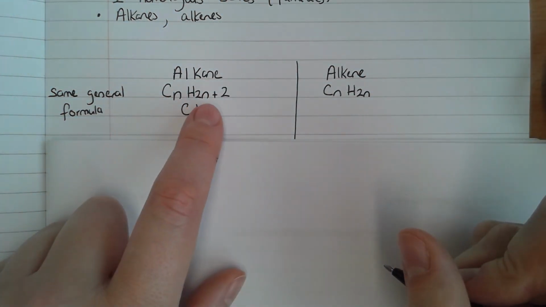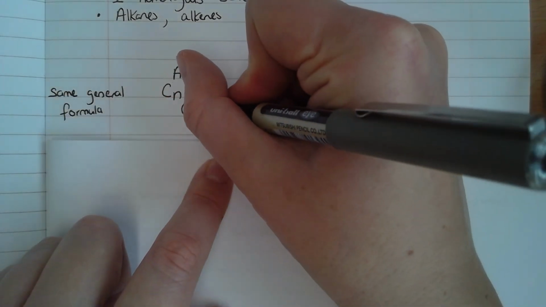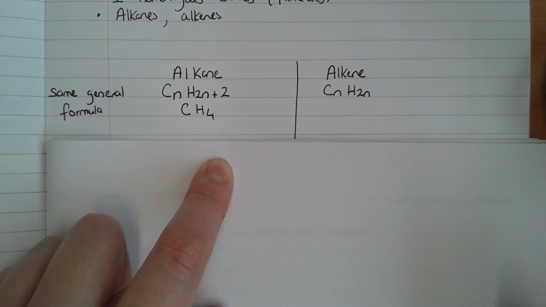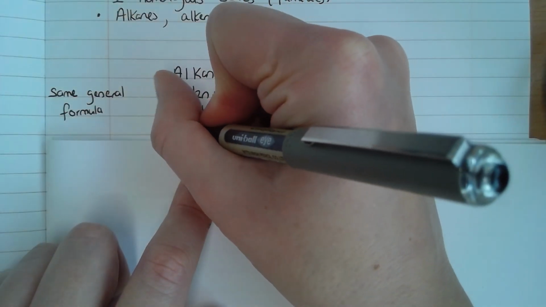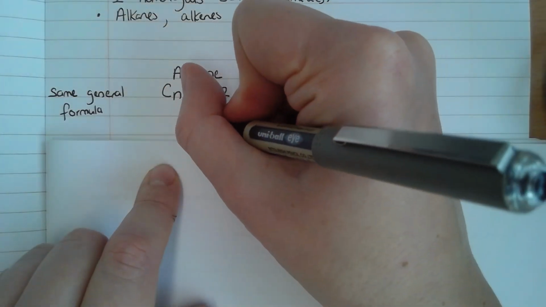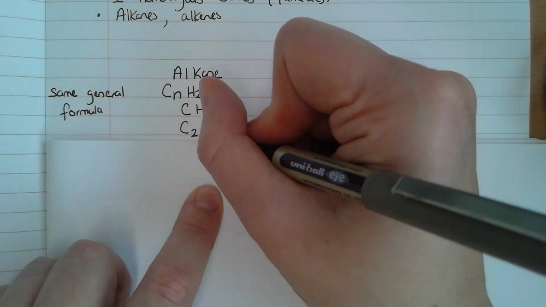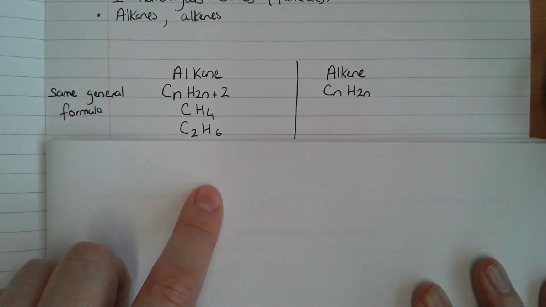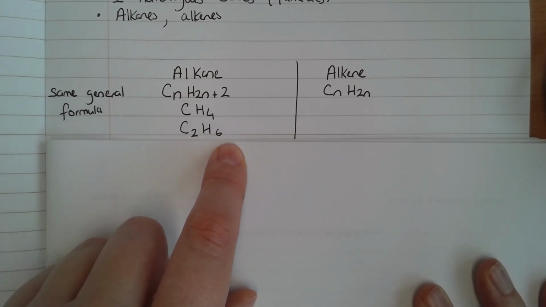I've got 2 times n, 2 times 1 is 2, 2 plus 2 is 4, I've got 4 hydrogens. If I try that with a slightly larger one, let's let n equal 2. If n equals 2, I've got C2. For H, I've got 2 times 2 is 4, 4 and 2 is 6. So what my general formula tells me is that I've always got double the number of hydrogens plus 2.